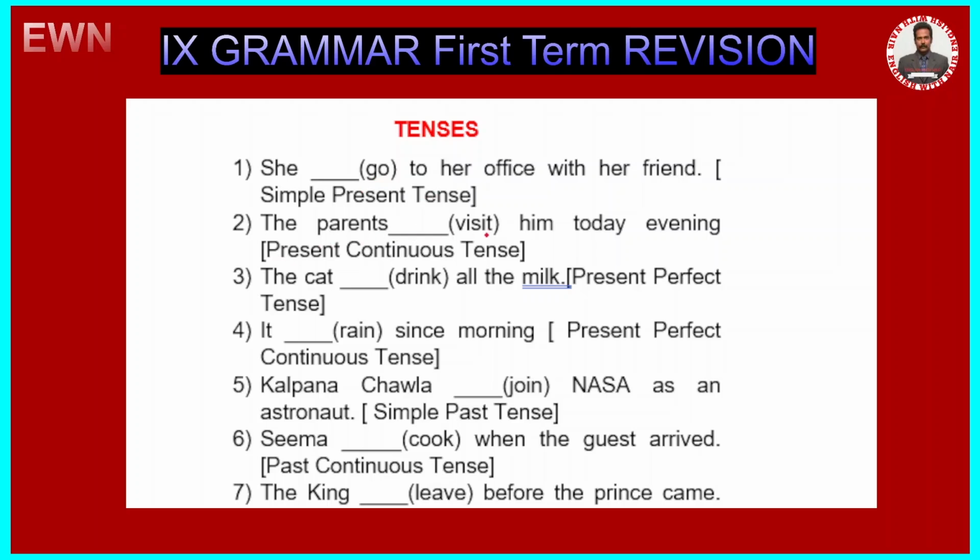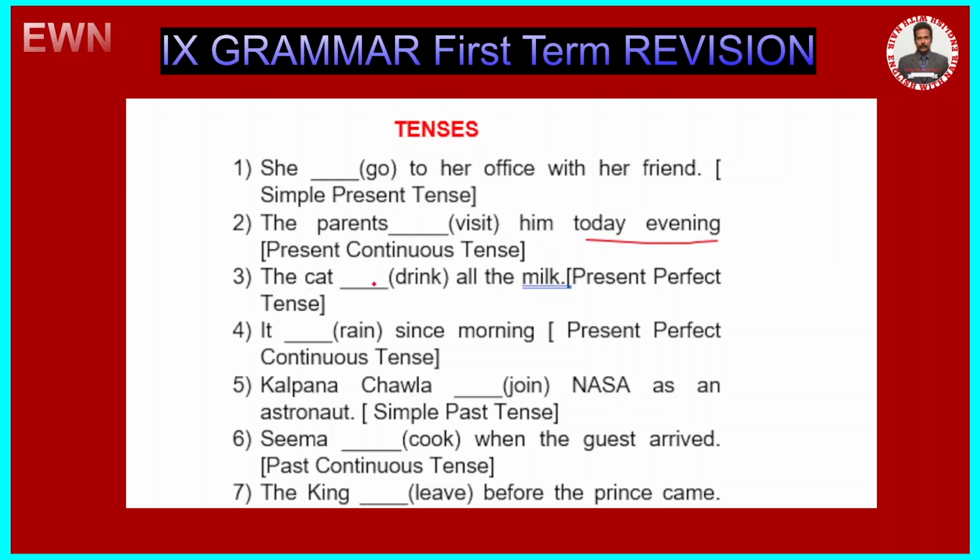The parents dash visit him today evening. Now here, if you can see, that's today evening. So something that is going to happen. Here we will use the present continuous tense. It's not happening regularly, so we don't use simple present tense here, but we use the present continuous tense. The parents are visiting him today evening.